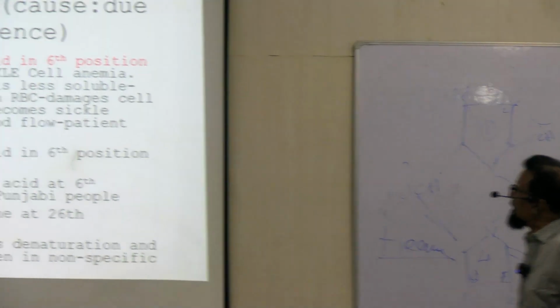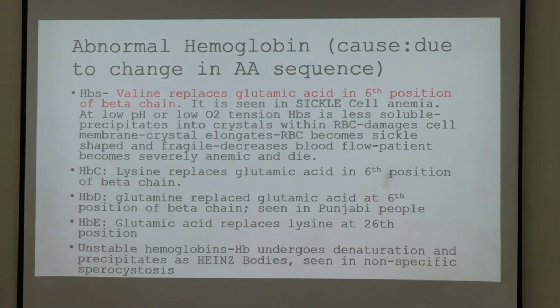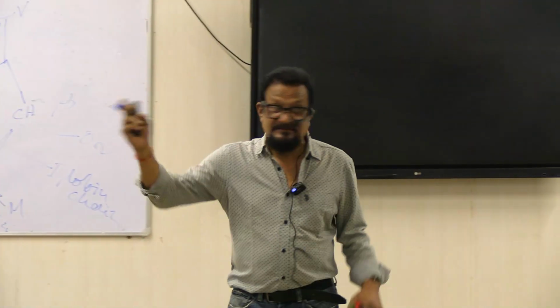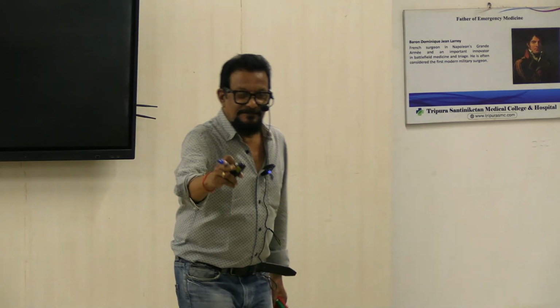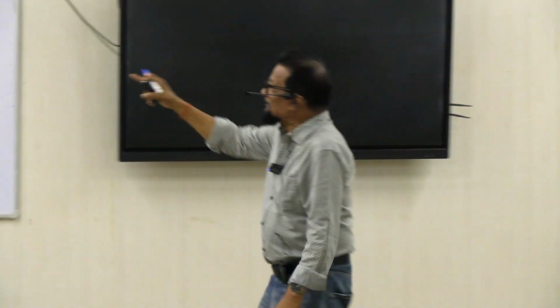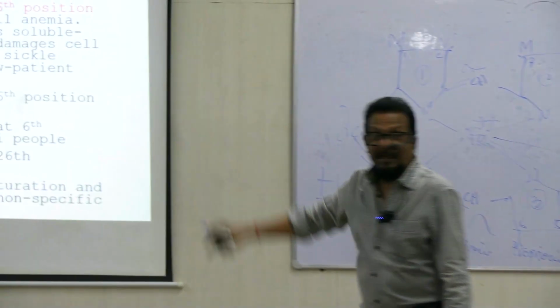And now abnormal hemoglobin. Number 1 is sickle cell. In sickle cell anemia, you will get HbS. What is there at the 6th position? 1, 2, 3, 4, 5, 6. This is glutamic acid. If it is replaced by another amino acid, in this case glutamic acid is replaced by valine.